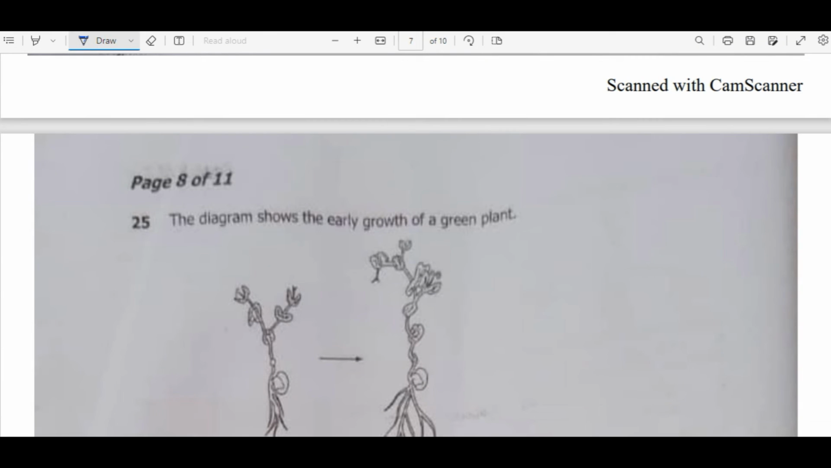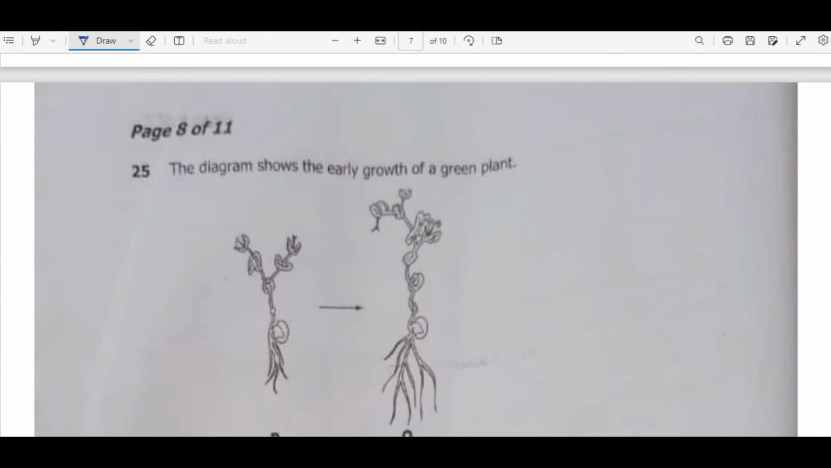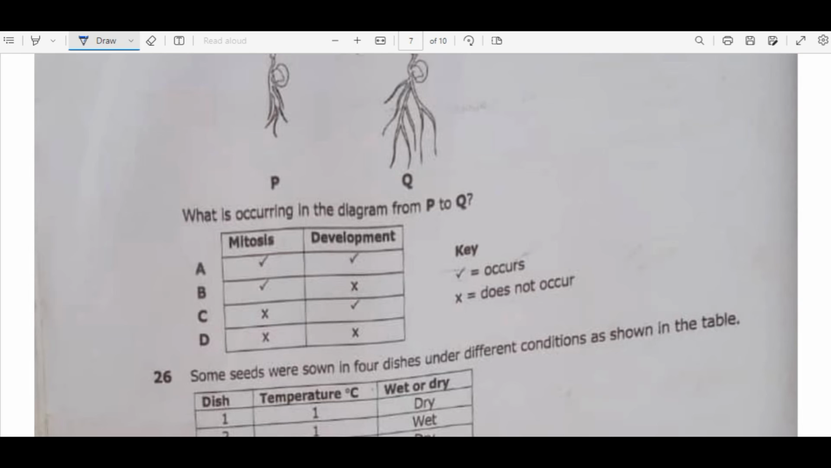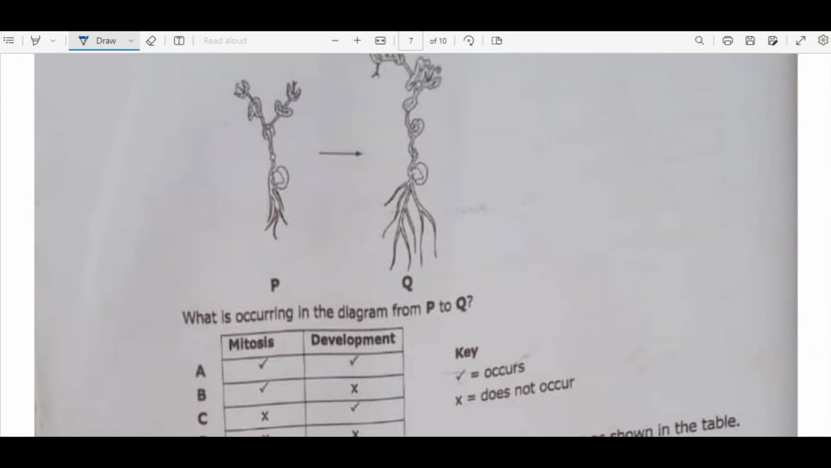So the diagram shows the early growth of a green plant. So we have a green plant there, and we have P and Q. So when you look at it very carefully, what is occurring in the diagram from P to Q? So from P to Q, we have mitosis, and then we have development. So now which one? So let us look at the key. It helps. So we have occurs and then does not occur. So meaning that in P and Q, what can you observe there? So you'd find that number one, what you can observe is the change. Number one, in what? In size. So when you look at it very carefully, you'd find that there is an increase in what?